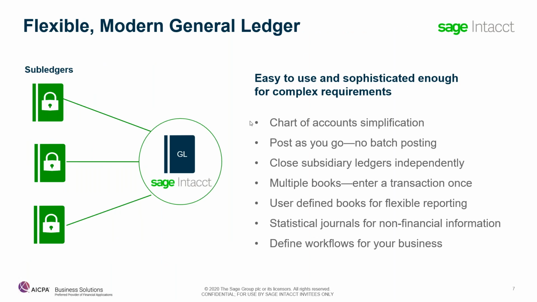We can simplify your chart of accounts. We don't require batch posting, so you can choose to post as you go, or you may develop a workflow approval that transactions have to be approved before they're posted. You can also close out subsidiary ledgers independently, hoping to speed up the whole time it takes to close the month. We can also handle multiple books, so we can even enter a transaction once to multiple books. We can set up user-definable books, which we'll look at, statistical journals to track some of that non-financial information that forces us to go outside to Excel to be able to report on, and we can define workflows.